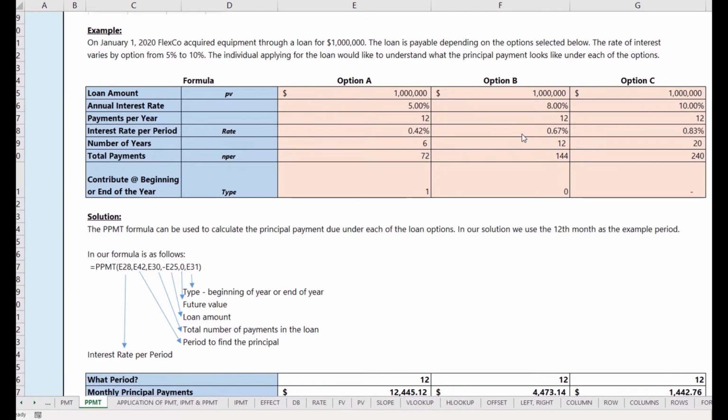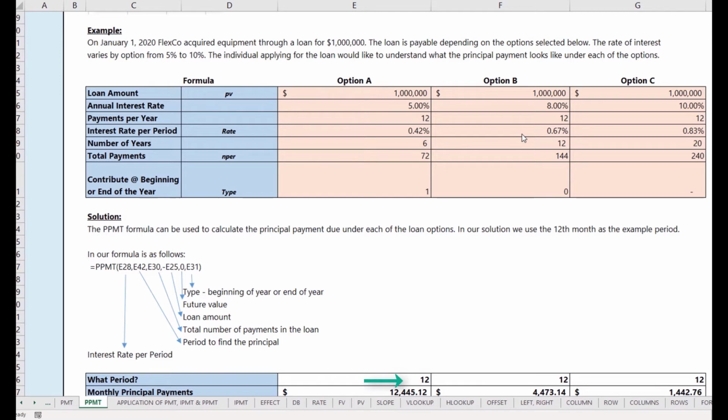Under option B, it's very similar, however the interest rate is 8%, and therefore the interest rate per period is 0.67%, and there are a total of 144 payments across 12 years. In option C, we've got 240 payments. It's a 20-year loan and 10% interest rate. So let's figure out what the principal payment is under each of these scenarios for a given payment period. So let's use payment period 12 as an example.